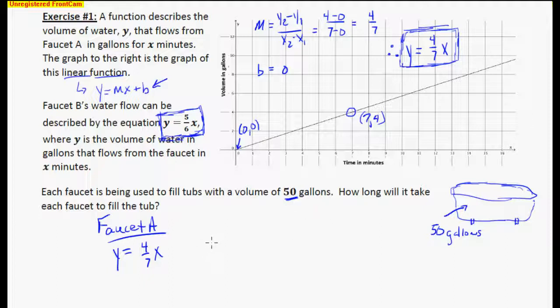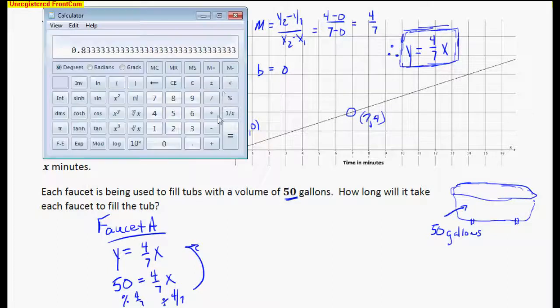Make sure you plug that in for the right variable here. The gallons, if I go back up to my problem, the gallons is the y variable. So I'm going to plug in a 50 for y, and now I'm just going to simply solve this for x. So how do I solve that for x? Well, I divide both sides by 4/7.